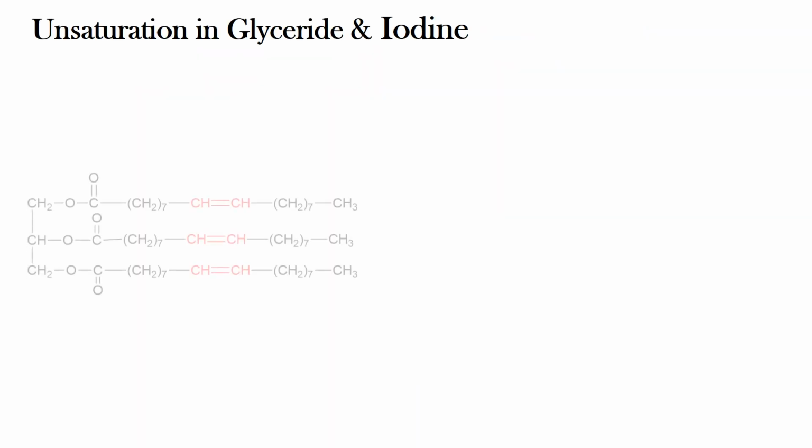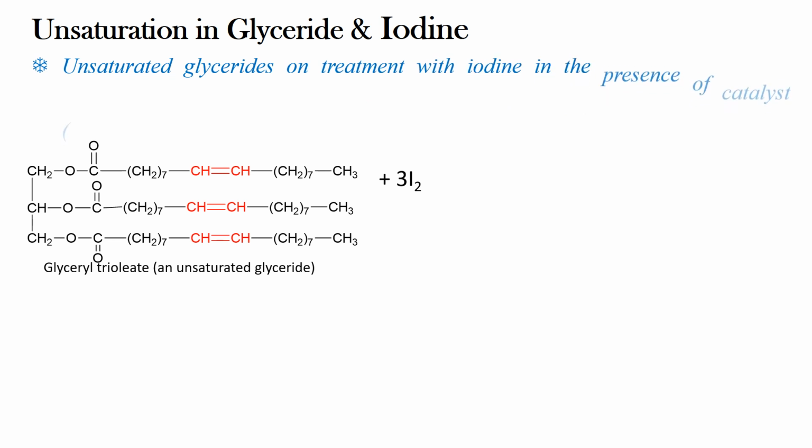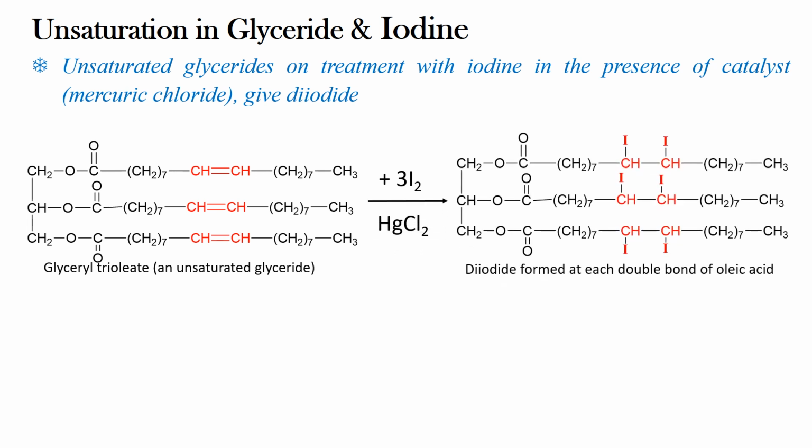Next, the unsaturation in the glyceride and their reaction with iodine. The unsaturated glyceride on treatment with iodine in the presence of a catalyst such as mercuric chloride gives diiodide. The diiodide is formed by the addition of iodine at the double bond in the acid component.